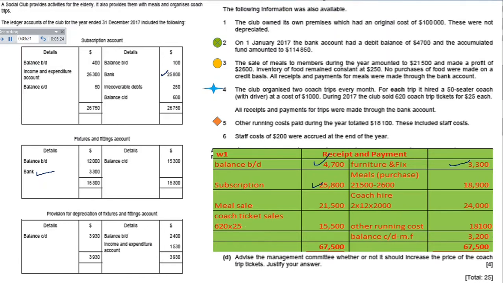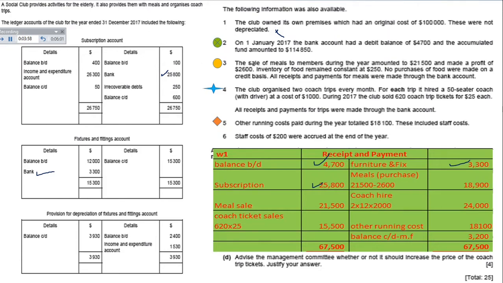You skip this. Now we come to the first additional information. The club owned its own premises which had an original cost of $100,000. These were not depreciated, so this has nothing to do with inflow or outflow of cash. So when you're recording it, remember you need to record it when there is inflow or outflow of cash or checks. That's your bank. So this doesn't go here across. On 1st Jan, this has been recorded as opening balance. The accumulated fund has no relevance out here.